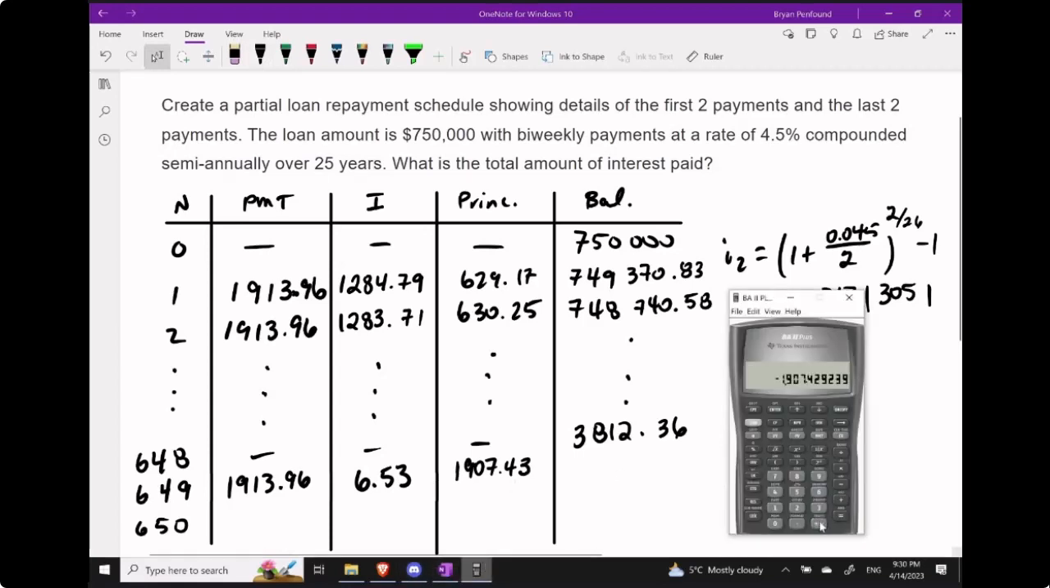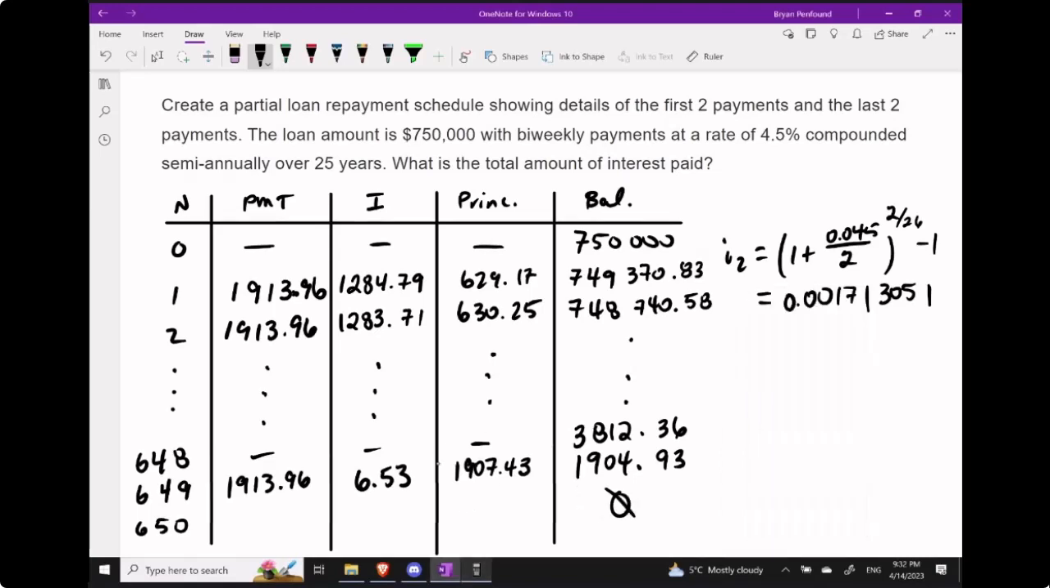And then, of course, if we take this value and subtract it from the balance owing, which is $3812.36, we should get the new updated balance, which is $1,904.93. Since $1904.93 is actually less than our payment amount, this means that our last payment is going to be this dollar amount plus whatever interest is actually owed on the loan at the end of this particular payment period.